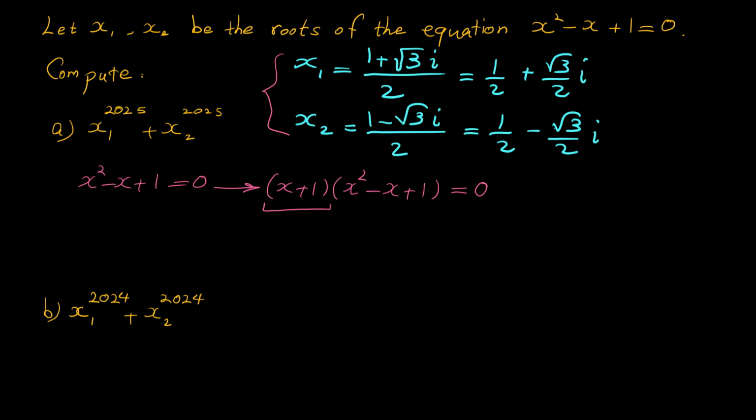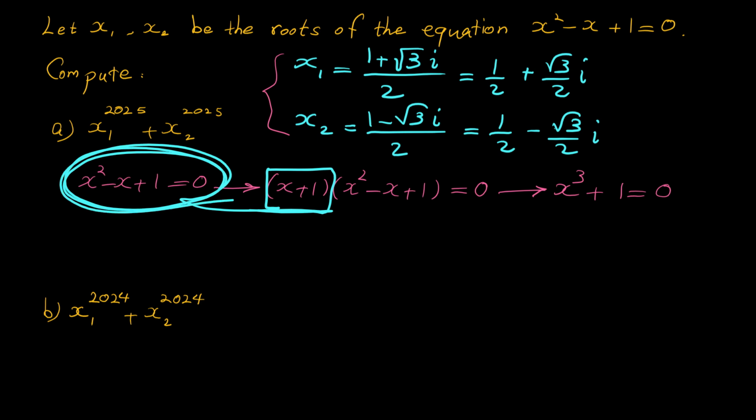If we multiply this bracket in this expression, simply you can see that this equals x to the 3 plus 1 equals 0. Many terms cancel each other when you multiply this bracket in this bracket, and finally we have x to the 3 plus 1 equals 0. Before I continue my solution, let me tell you the reason behind multiplying this expression in both sides of this equation.